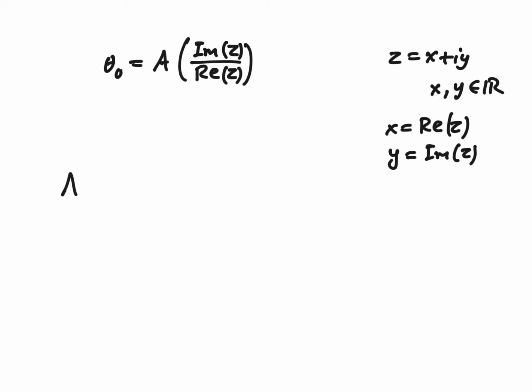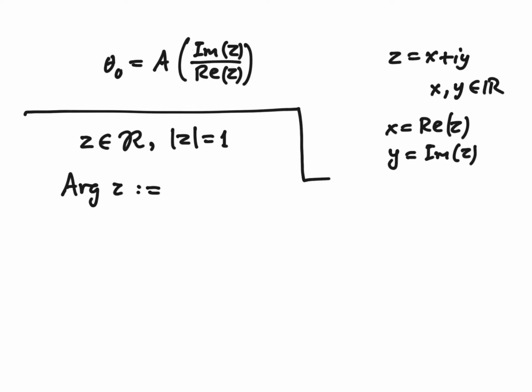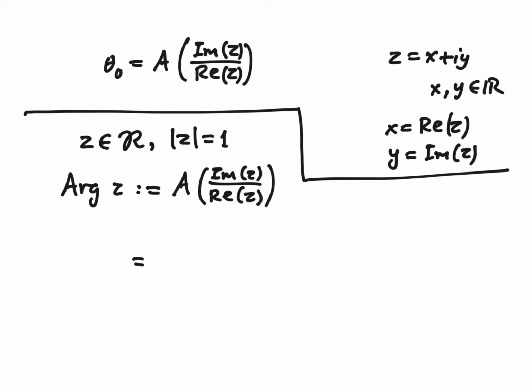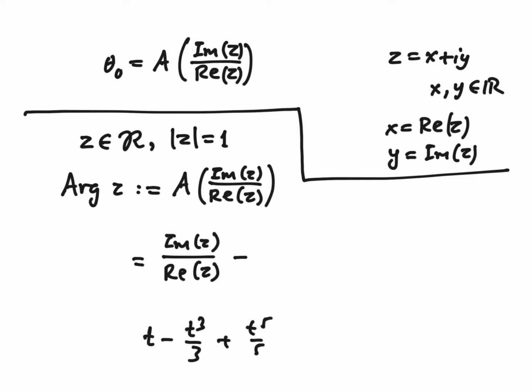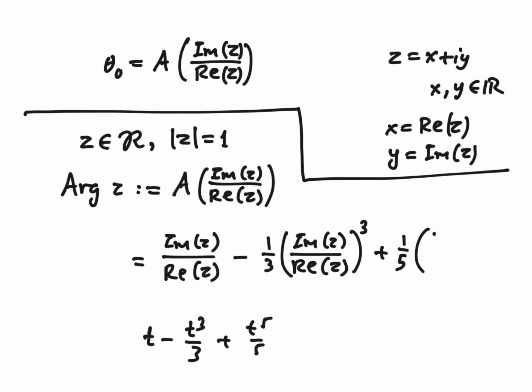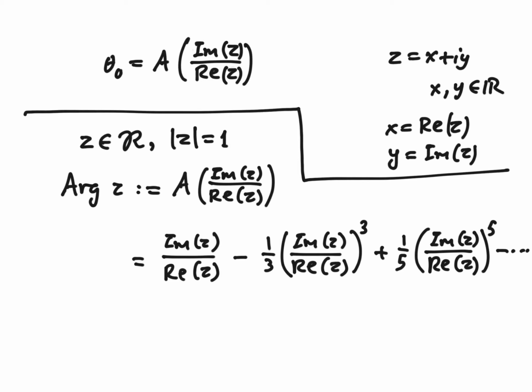So in other words, the principal argument of z can be defined, at least for z in that region and of modulus 1, we can define the principal argument of z as capital A of this value. In other words, that fraction, let's see, it's like, remember, it's t minus t cubed over 3 plus t to the 5th over 5. So the next term would have 1/3, and then that same fraction cubed, and then a plus 1/5, and that same fraction to the 5th, and so on in that pattern.